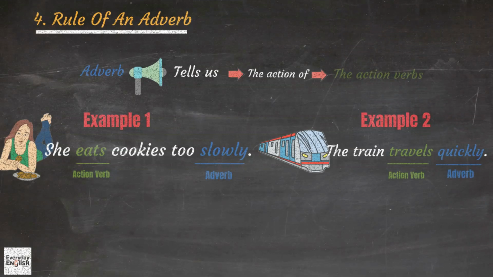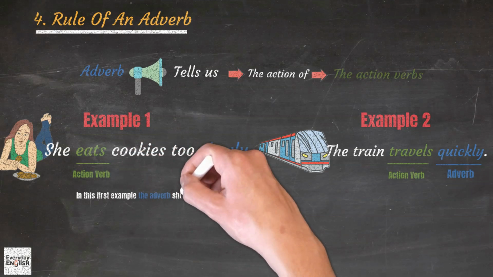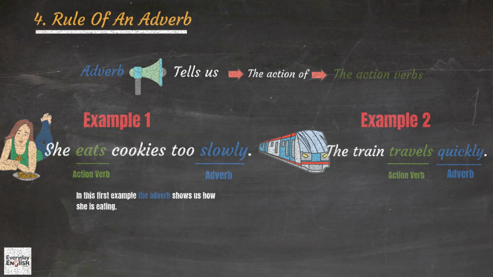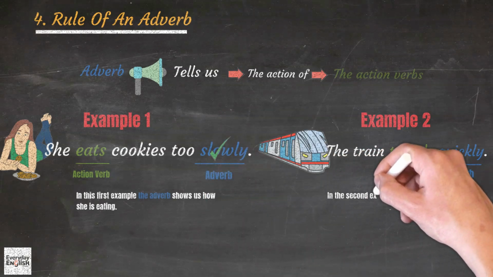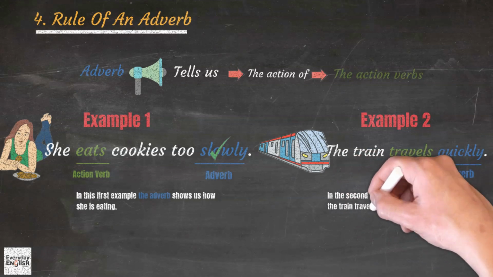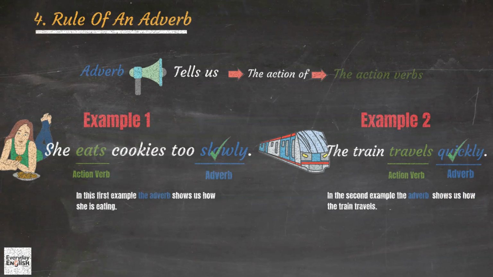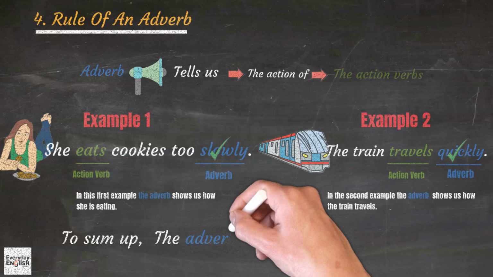In this first example, the adverb shows us how she is eating. She is eating slowly. In the second example, the adverb shows us how the train travels. The train travels quickly. To sum up, the adverb describes the action verb.